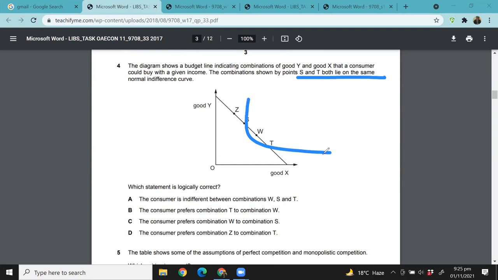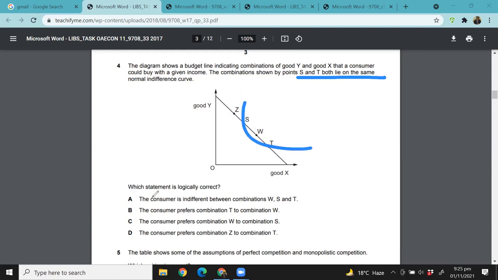So that indifference curve has to go like this. Only then can both lie on the same indifference curve. Are you getting what I'm trying to say? This is the budget line, and all the 4 points are on the same indifference curve. Now we know that an indifference curve is tangent to the budget line at any one of the points. But in this case, it says S and T both lie on the same indifference curve, so the indifference curve must pass in this way so that it's touching both the points.